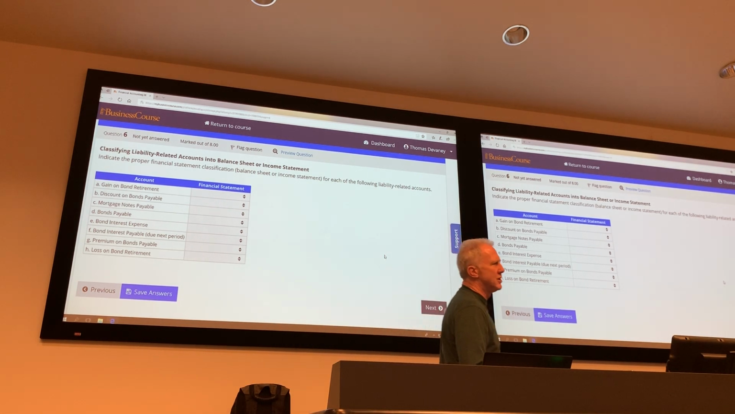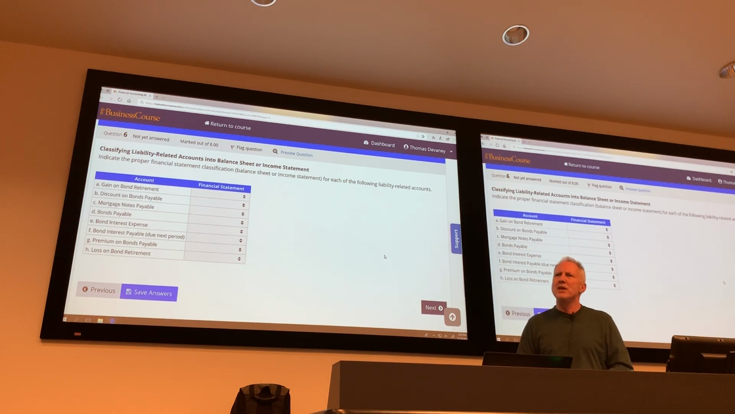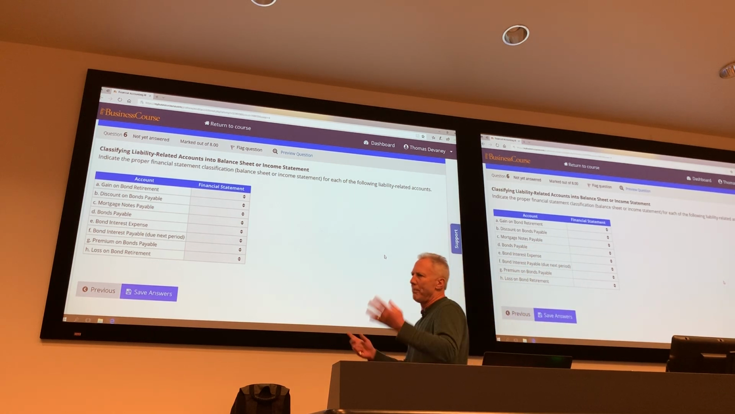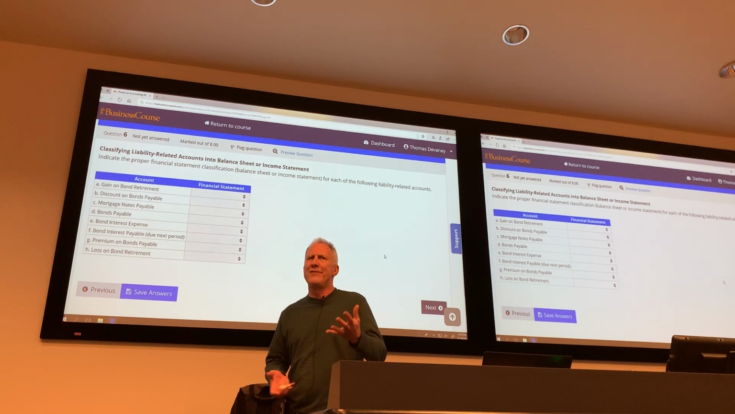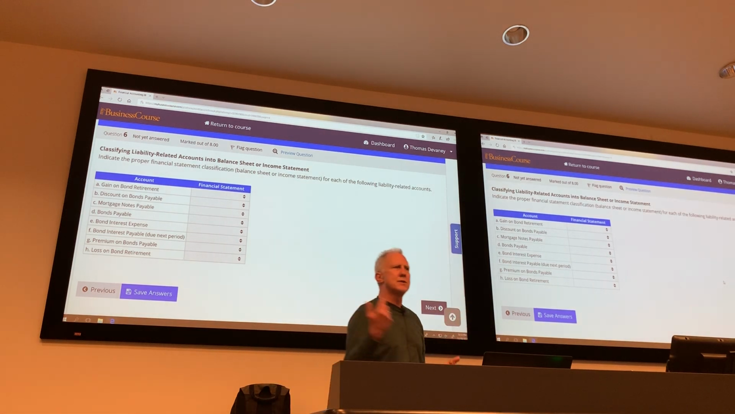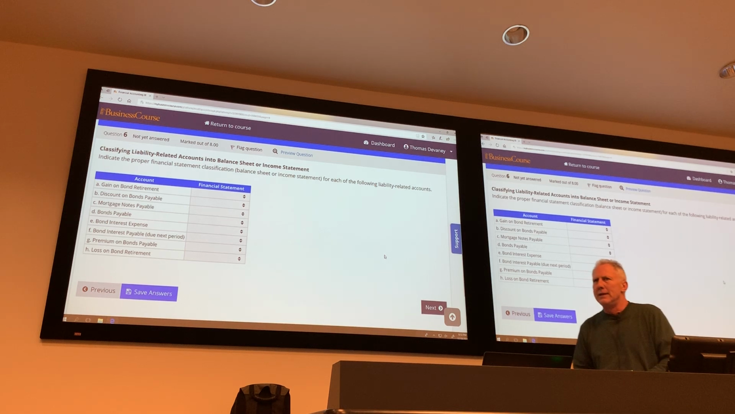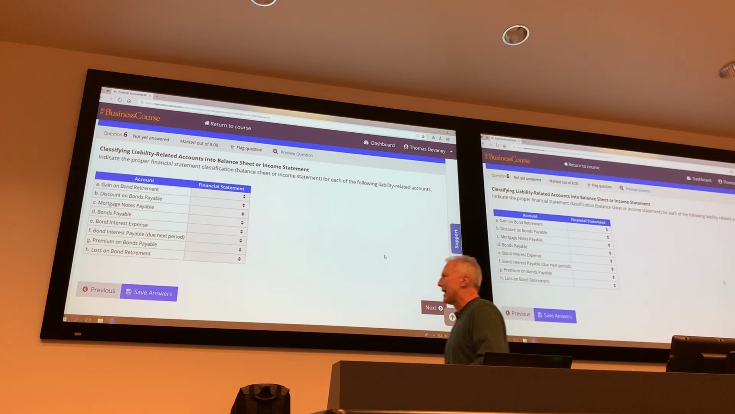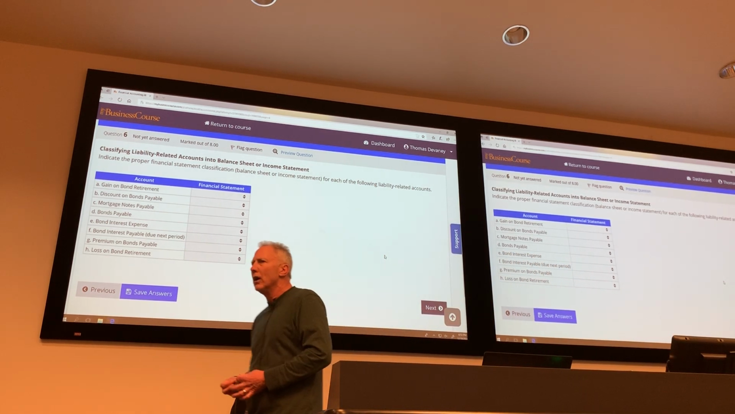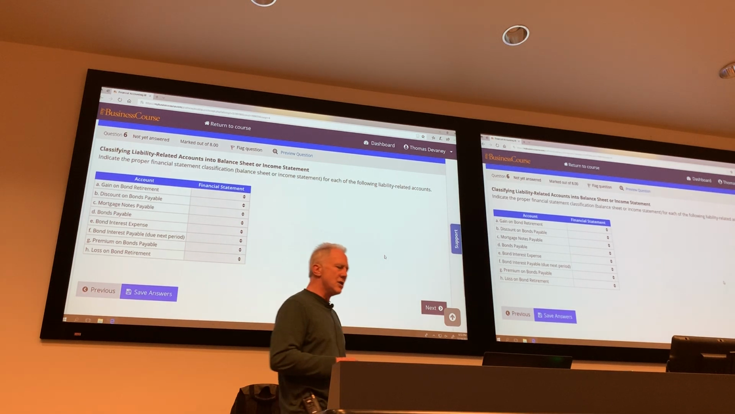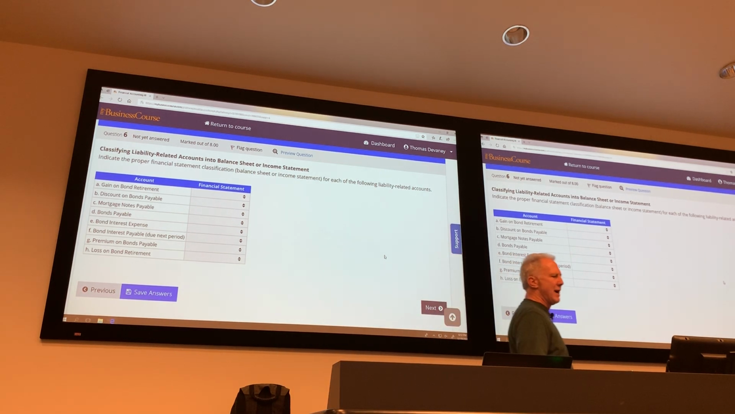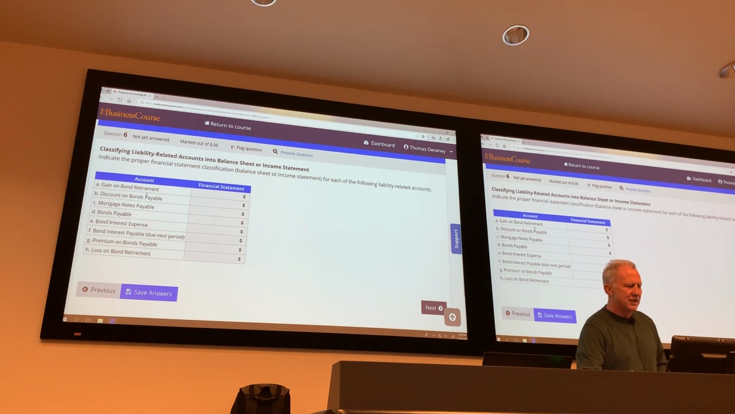What does an income statement show? Income statement shows revenues and expenses over a period of time. Any type of gain or loss or revenue or expense is an income statement item. Okay? The names and titles of these accounts are very clear. There is no confusion, there's no trickery. Just classify them, whether they're an income statement or a balance sheet item.